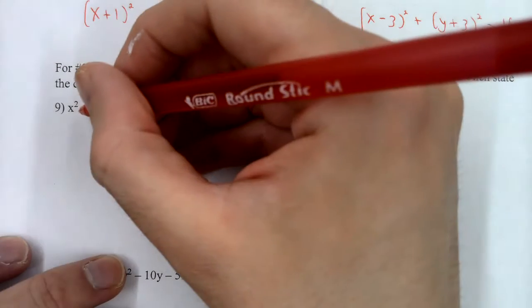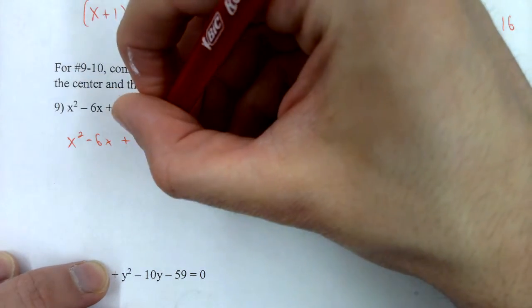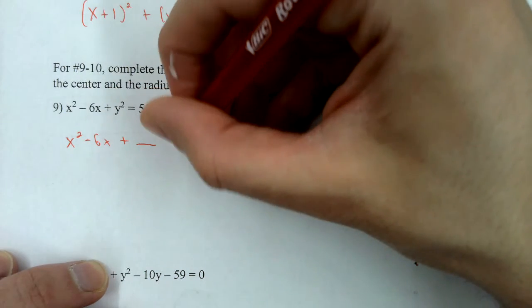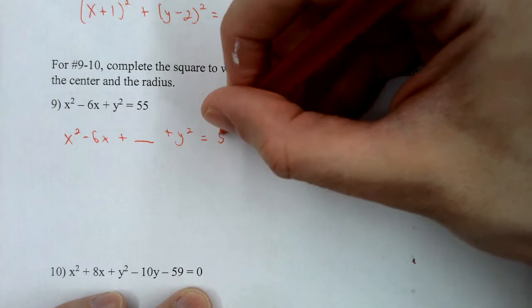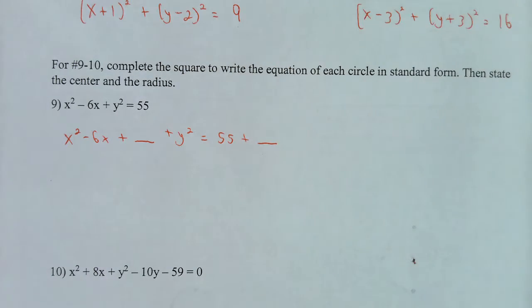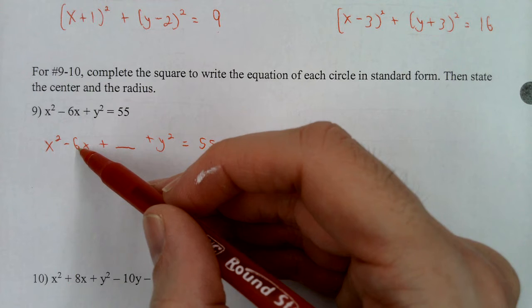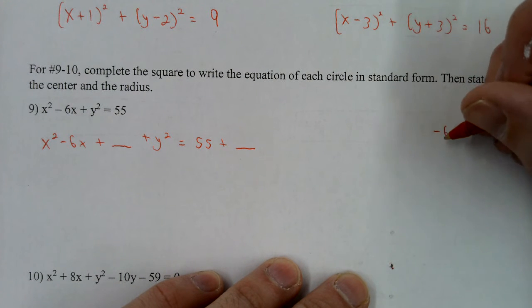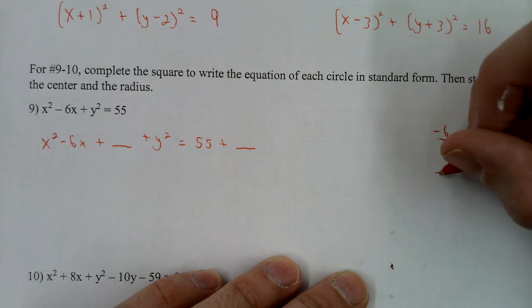That's great. So what you're going to do is after the x's and the y's, you're going to put plus blank. So x squared minus 6x plus blank plus y squared. I don't have to put any blank after that because there's no linear term. There's no term like 10y, 8y, -3y. So I'm just going to do equals 55 plus blank. Complete the square, do it off to the side. Take the -6, divide it by 2. Gives you -3. -3 squared equals 9.